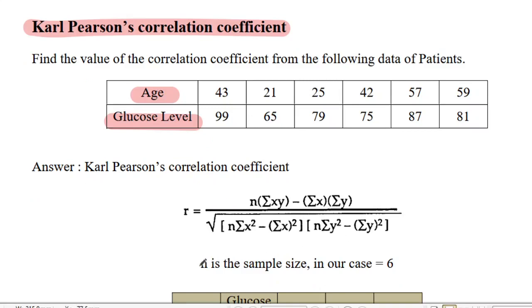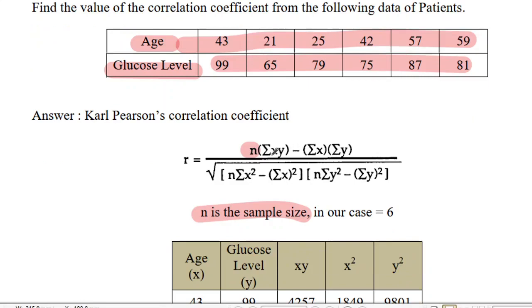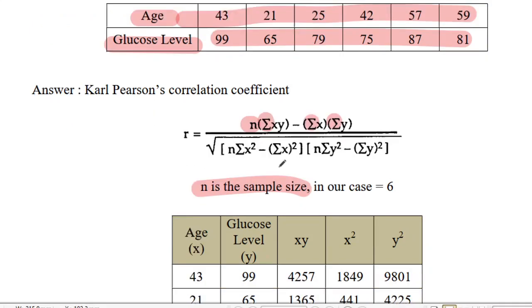Here n is the sample size. In this problem we have 1, 2, 3, 4, 5, 6 number of samples. That means n equal to 6. X is the ages of the patient. Y is the glucose level of the patient. Sigma means summation. That means sum of all the values.